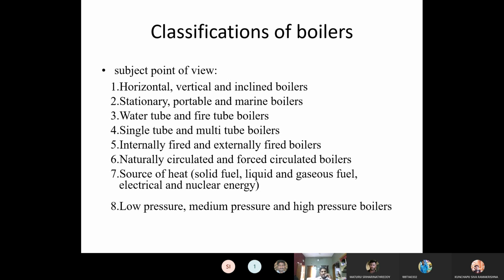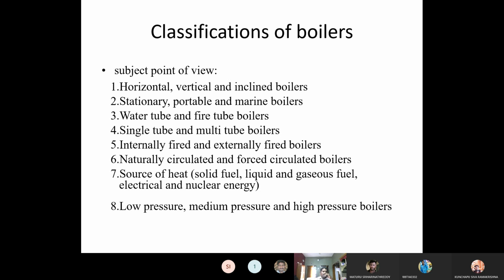In power plants and big industries, these boilers are erected and fixed to the foundation with the help of a strong foundation. Understand? And the portable boilers we can move here and there. Marine boilers are the boilers used for navy ships and big steam cargo ships.